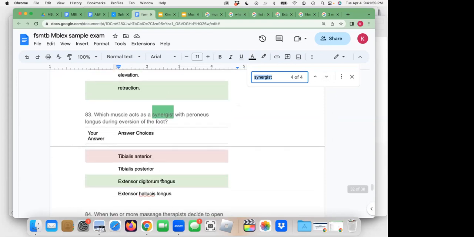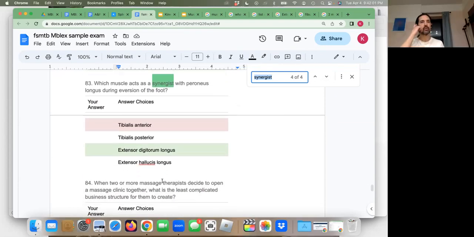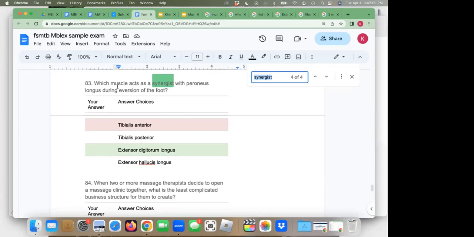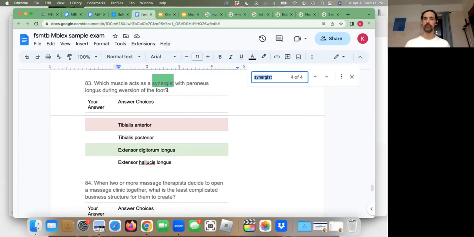Okay. Which muscle acts as a synergist with peroneus longus during eversion of the foot? Now, this is difficult because we didn't go over all of these muscles, to be honest. We didn't talk about extensor digitorum longus or extensor hallucis longus. So which do you guys think is the synergist with peroneus longus during eversion?